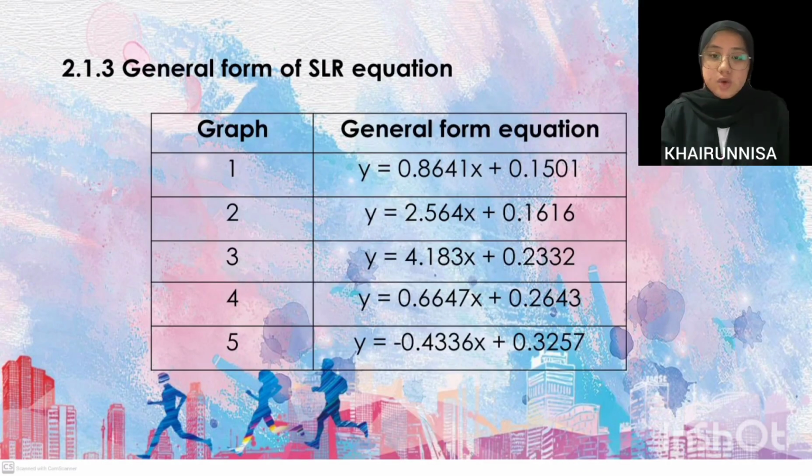Next is the general form of the equation for simple linear regression. As you can see from the table for graph 1, y equals 0.8641x plus 0.1501. The 0.8641 stands for the slope of the line. Meanwhile, the 0.1501 stands for the y-intercept.